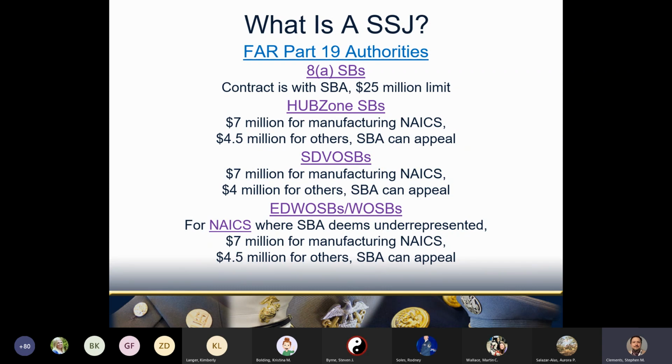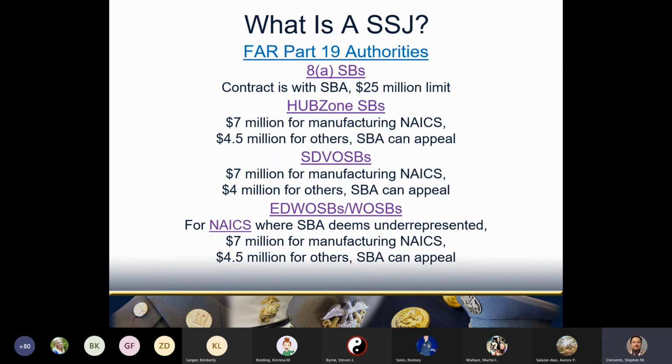And every other SB authority we have, the contracts directly with the small business. So that's interesting. The other SB types you see, we have two dollar ceilings listed, one for contracts with manufacturing NAICS codes and the other for all other NAICS codes.